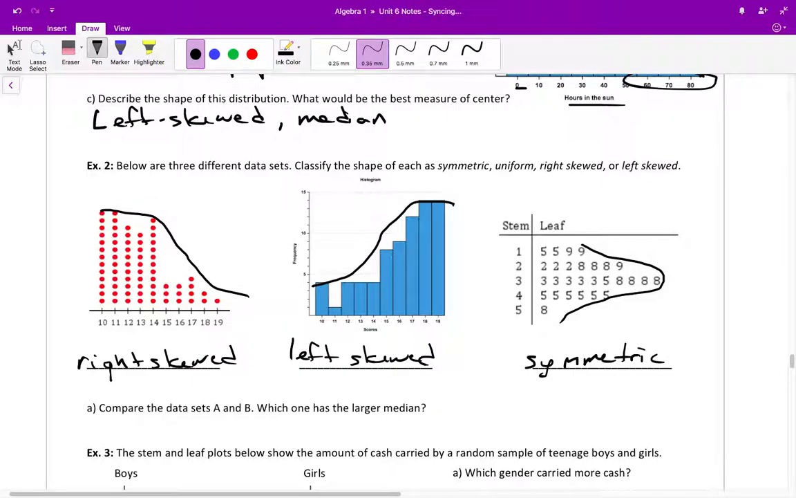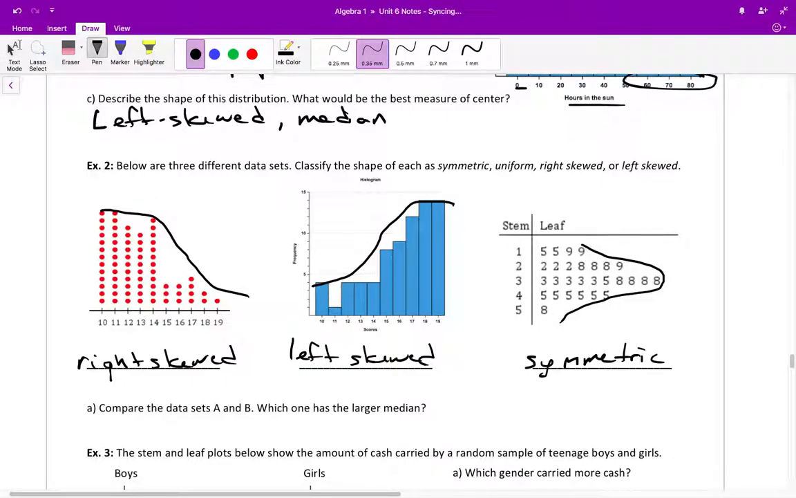So again, probably the easiest thing for you to do would be to turn your paper sideways and have your stems right here be kind of the bottom of your distribution, the bottom of your graph, and look at it sideways, and then you can see the shape that I'm drawing in here for you.